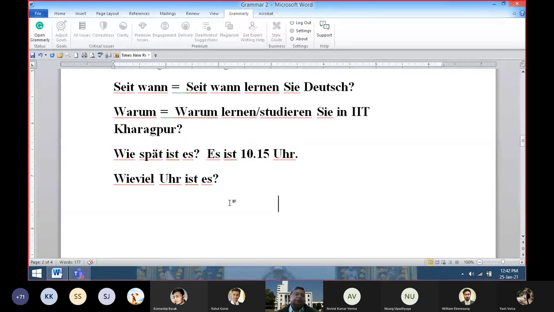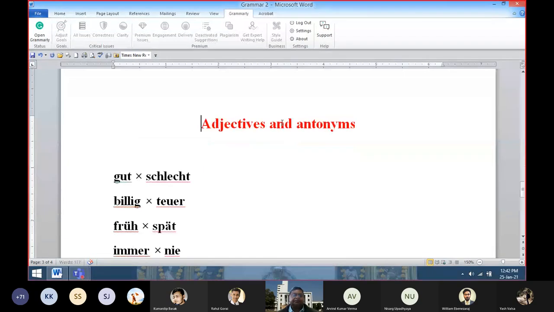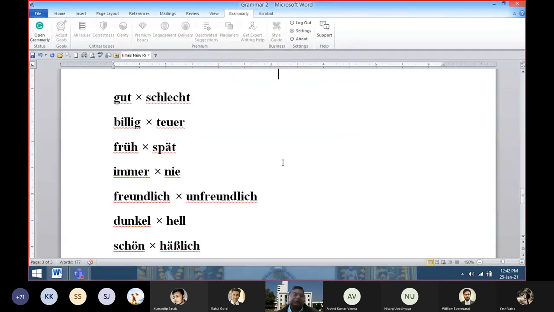Okay, all right. Then the last thing of today is that I am going to give you some adjectives and their meanings, and antonyms, meaning opposites. So here I have prepared this list of some adjectives which are very frequently used. I will give you the meaning first. Some of the words you are aware of. Gut, good. What is the meaning of good?